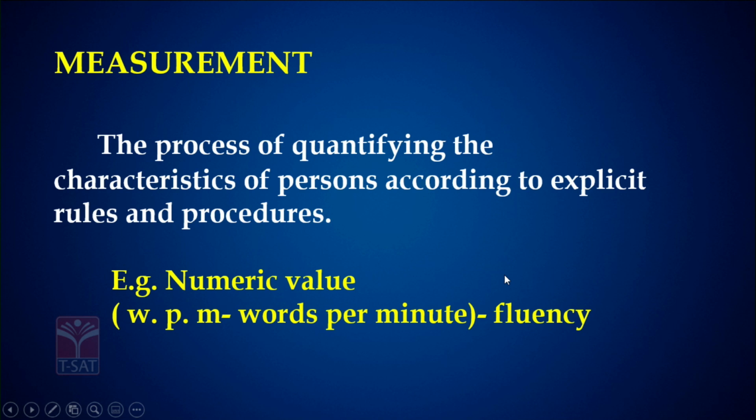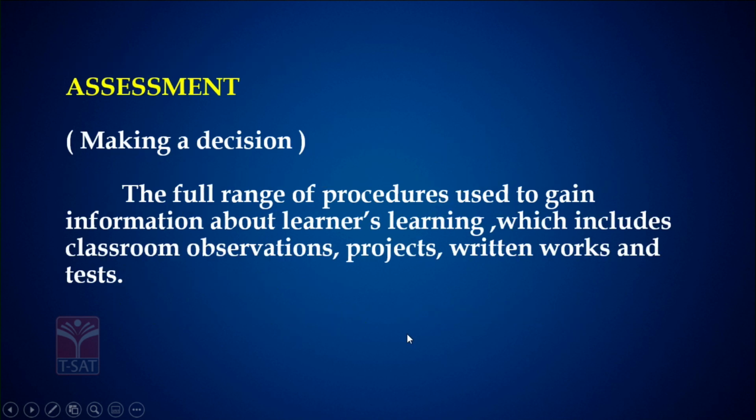And then measurement. It is the process of quantifying the characteristics of a person according to explicit rules and procedures. Example, numeric value. So, in a language class, we take the fluency test and we measure the fluency in terms of WPM or words per minute. And assessment, at basic level, assessment is nothing but making a decision, and it is the full range of procedures used to gain information about learners' learning, which includes classroom observations, projects, written works and tests.